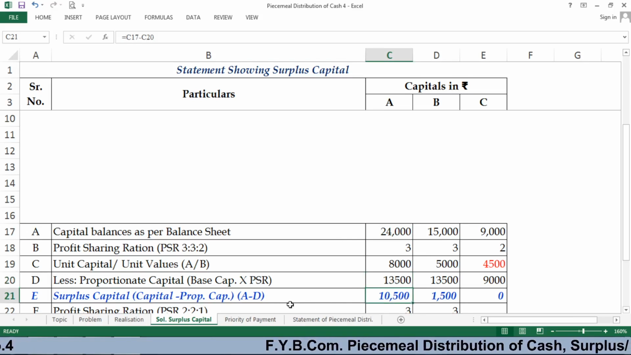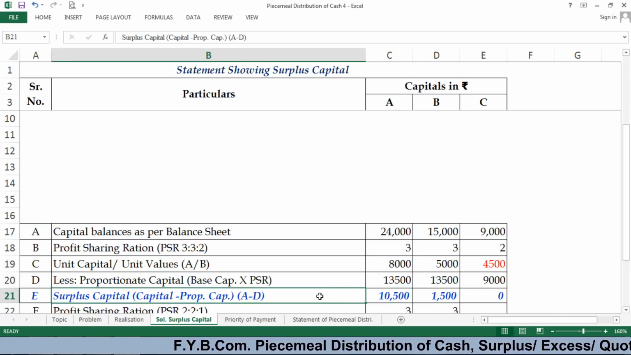That means the surplus capital of Mr. A is 10,500. And in case of Mr. B, 15,500 minus 13,500, balance is 1,500. And in case of C, it comes to 0. So this is our surplus capital of Mr. A and B. But we have to find out absolute surplus. That means a single partner who has given an extra amount for the partnership firm.